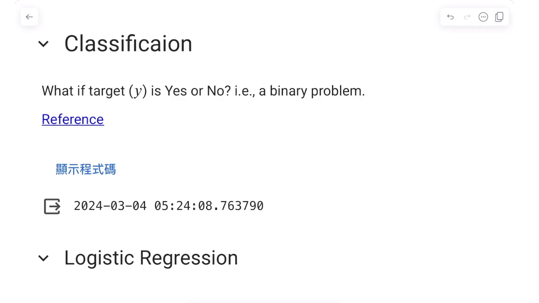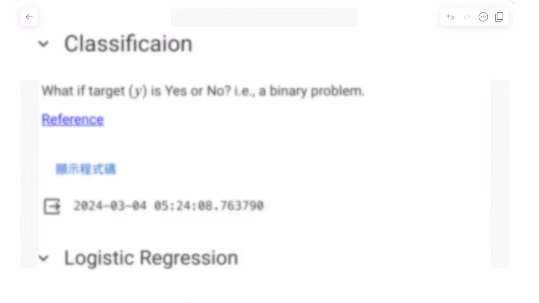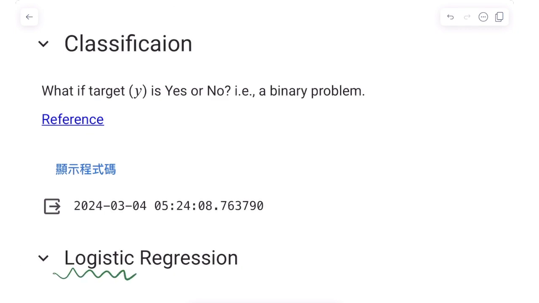Okay, this hour we'll talk about our next algorithm. The very first algorithm we talked about is linear regression, and this hour we'll go over logistic regression.